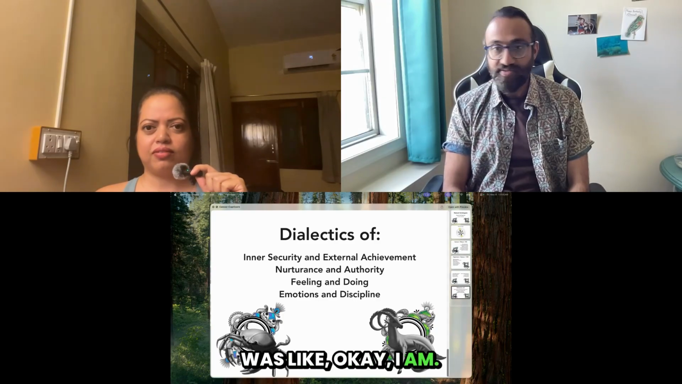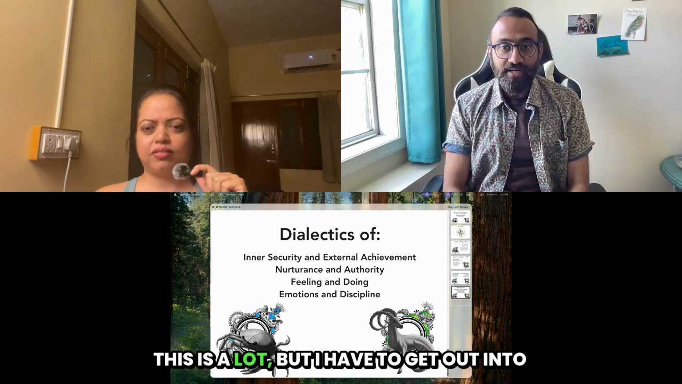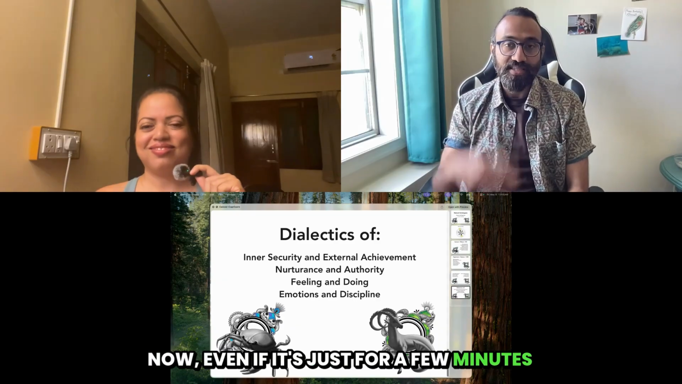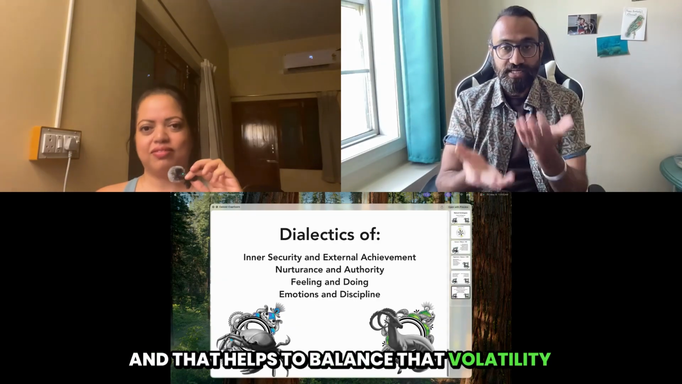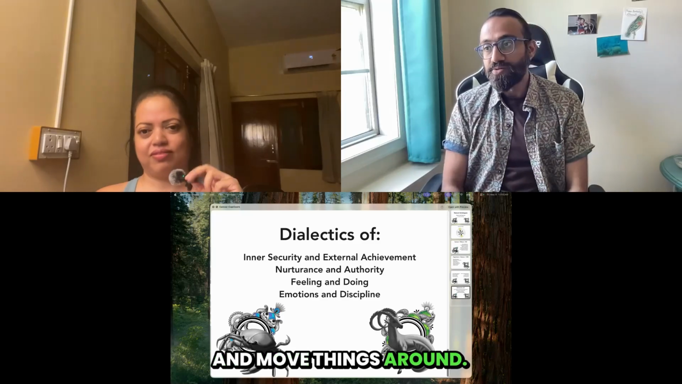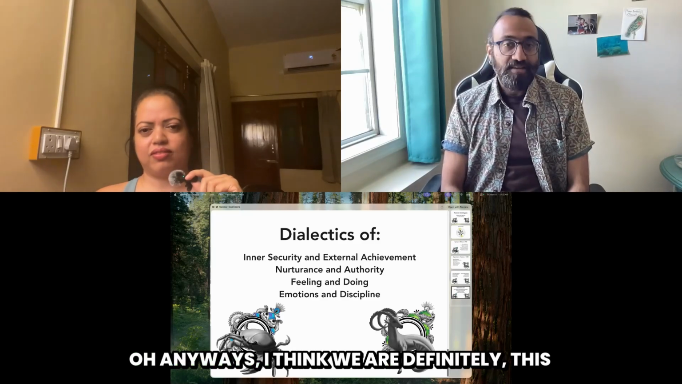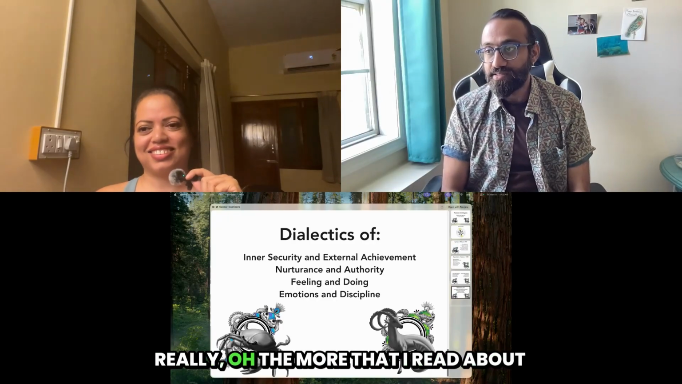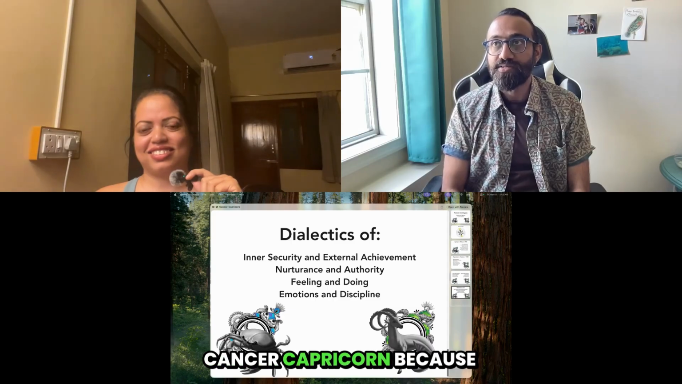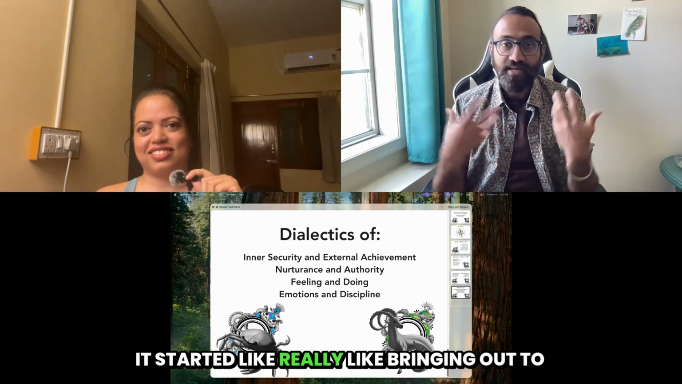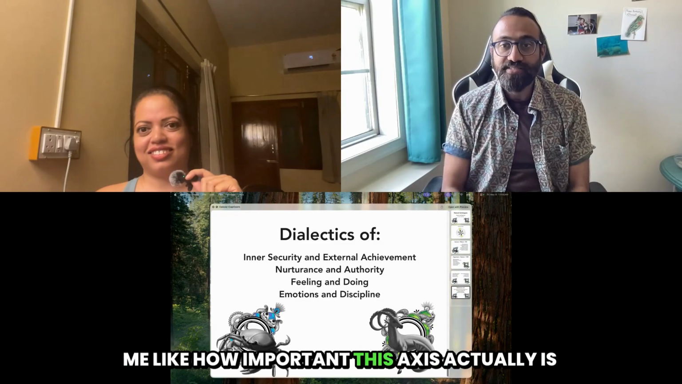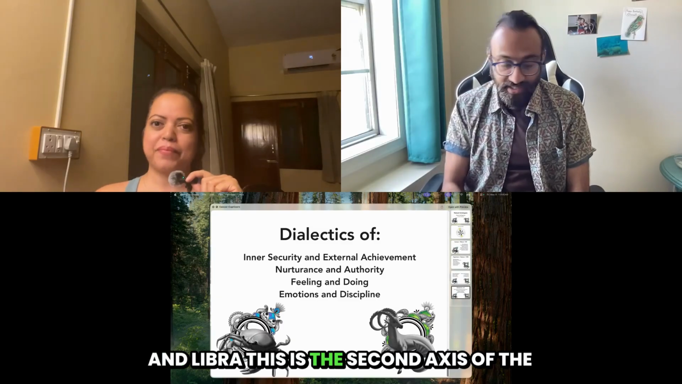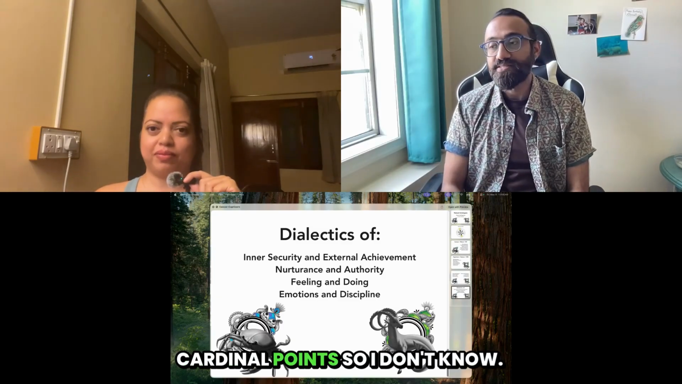I was like, okay, this is a lot, but I have to get out into the sun and I have to do my qigong right now, even if it's just for a few minutes, and that helps to balance that volatility and move things around. Anyways, this was a great episode. Personally, the more that I read about Cancer and Capricorn, the more it brought out to me how important this axis actually is, and how, after Aries and Libra, this is the second axis of the cardinal points.